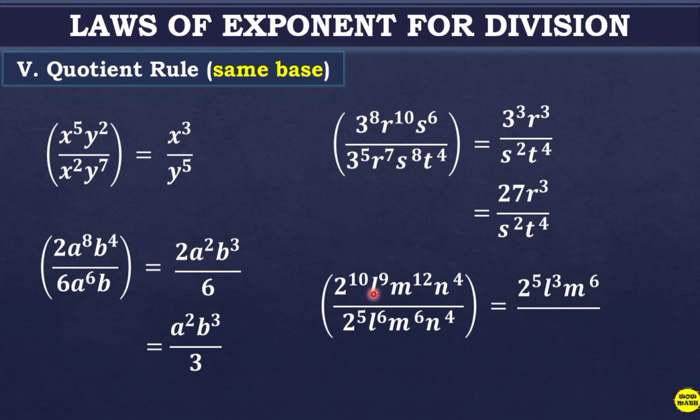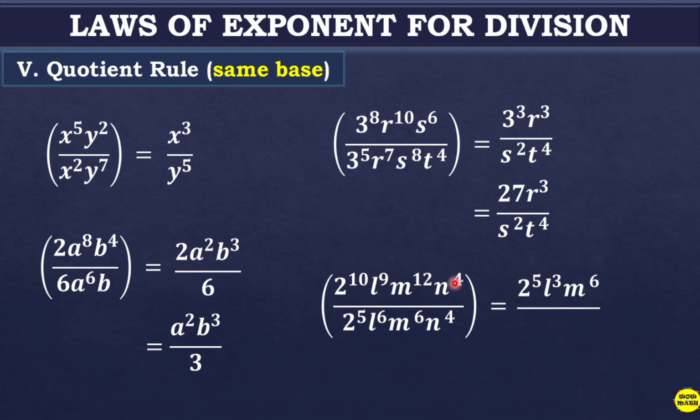And then sa L, 9 minus 6, 3. So, L raised to 3 sa numerator din kasi mas mataas siya. And then 12 minus 6, that is 6. Sa numerator din kasi mas mataas si 12. Okay, after mo i-minus, 12 minus 6, 6, diba? Mag-decide ka saan mo ilalagay. Tingnan mo kung saan yung mas mataas ang exponent, doon mo siya ilalagay.